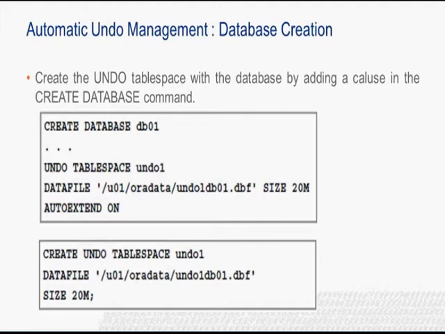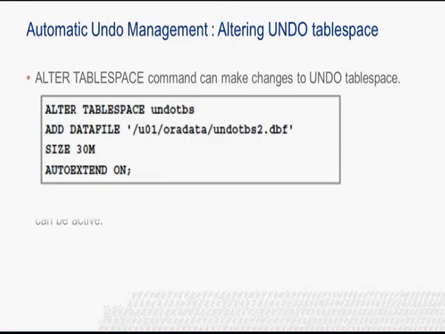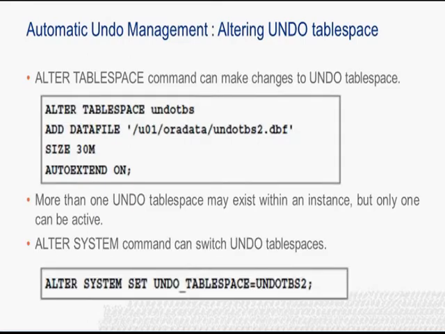The default data file for tablespace SYS_UNDOTBS will have the name DBU1 followed by our Oracle SID.dbf, located in $ORACLE_HOME/dbs. The size is operating system dependent and autoextend is on. After database creation, we can create an undo tablespace using the CREATE UNDO TABLESPACE command.